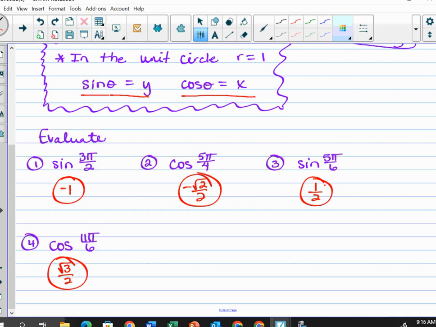Wait, we'll do tangent next, guys. And then we'll do cosecant, secant, cotangent, all that good stuff.